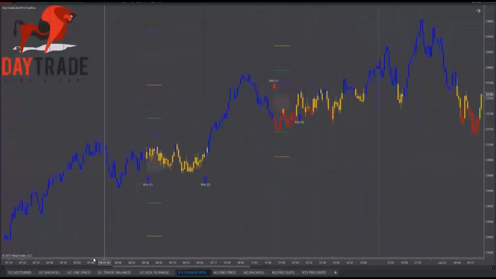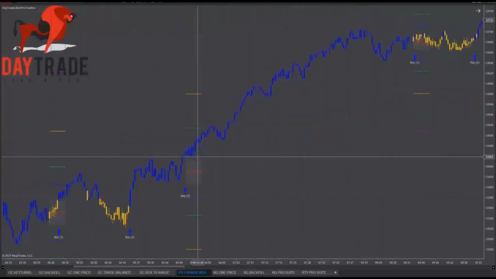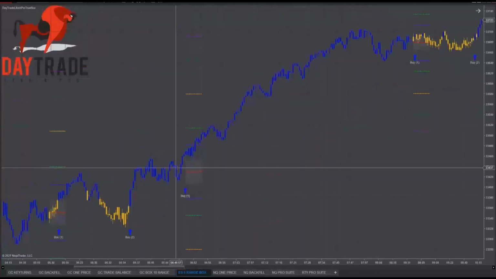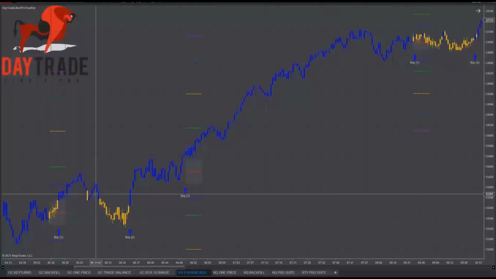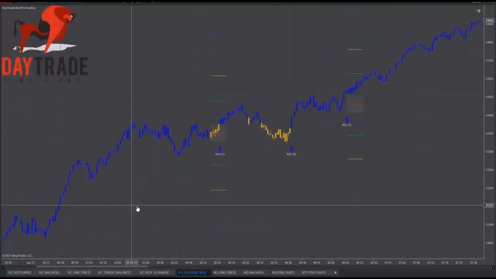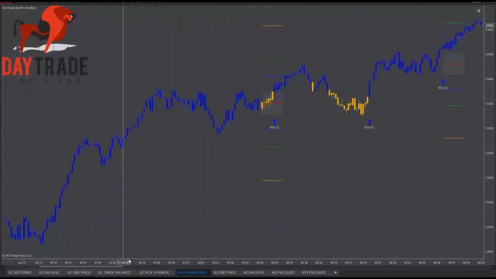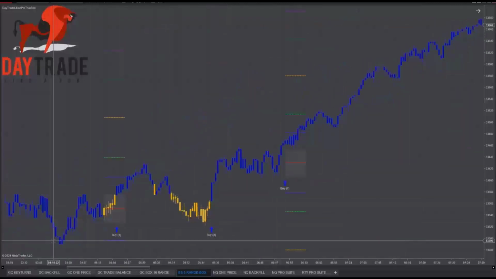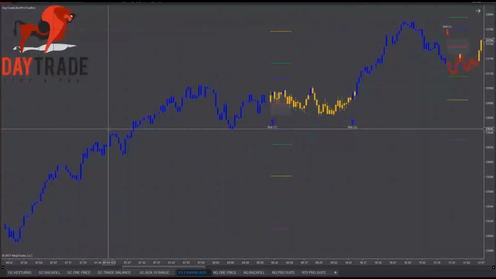The box is designed, let me just clarify this, the box is designed to get these moves. This is what it's built for. It's built to capture from here and get this move. It's meant to trade volatility. And you can see that it does that pretty well. I mean, it's long through this whole move up here.